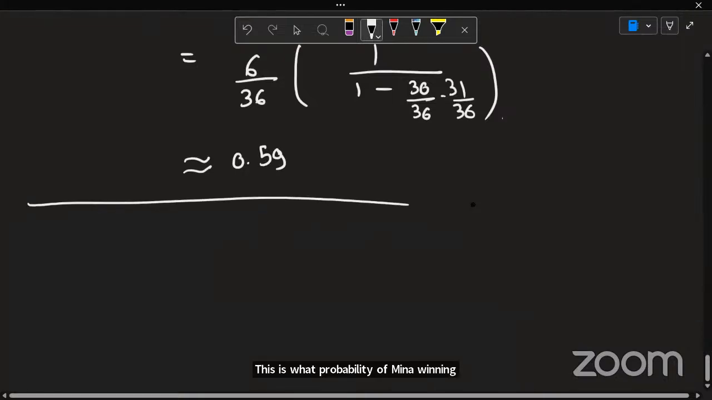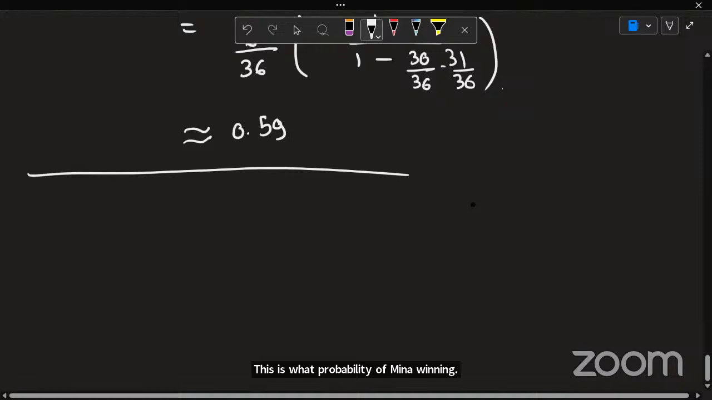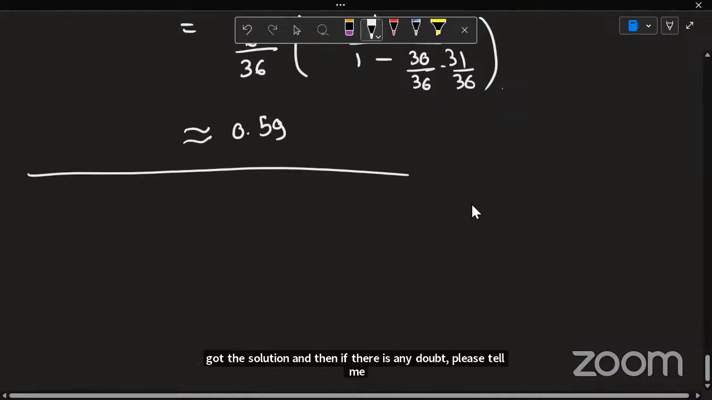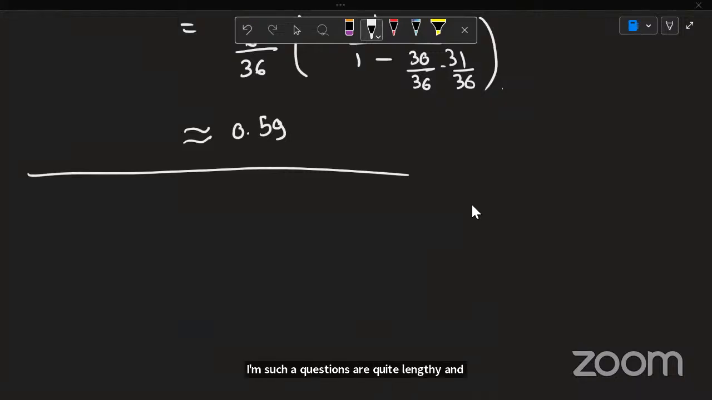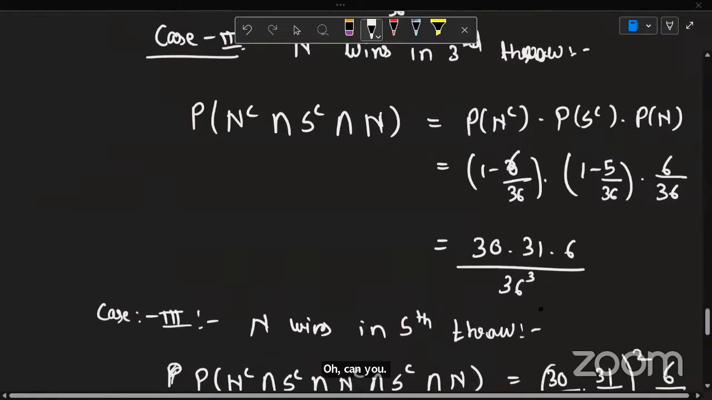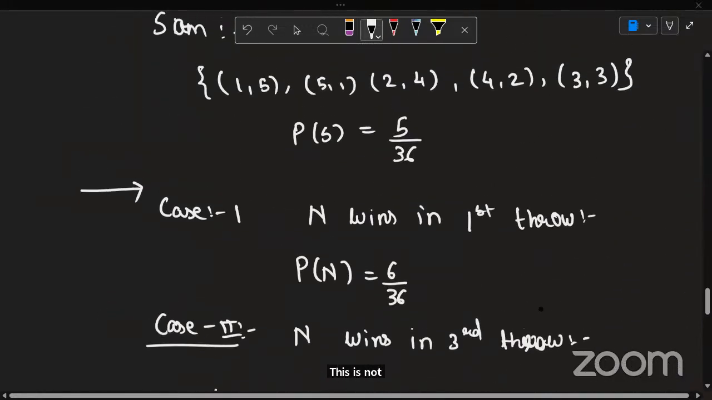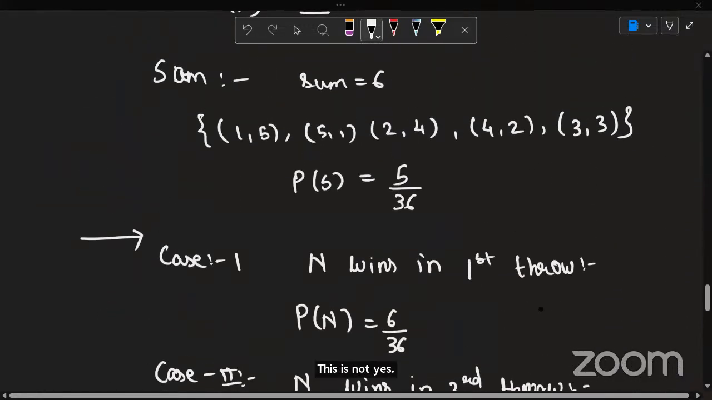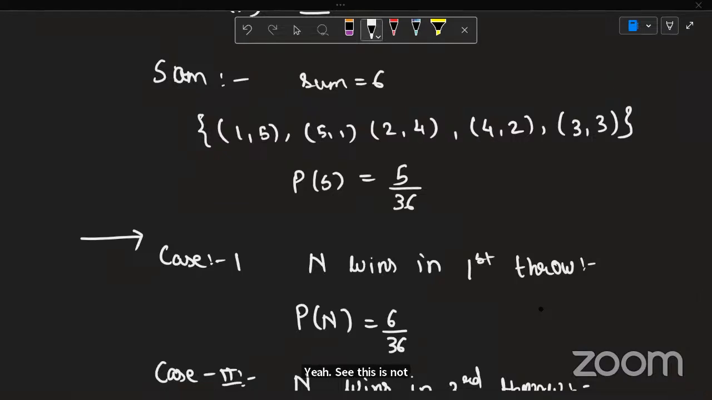You got the solution? If there is any doubt, please tell me. Ma'am, such questions are quite lengthy and confusing. Can such questions be expected in the end-term exam? Yes, definitely. Ma'am, can you repeat this a little bit again? Yeah, sure. See, this is not lengthy. Just, yeah, a little bit lengthy. But this kind of question may be there.